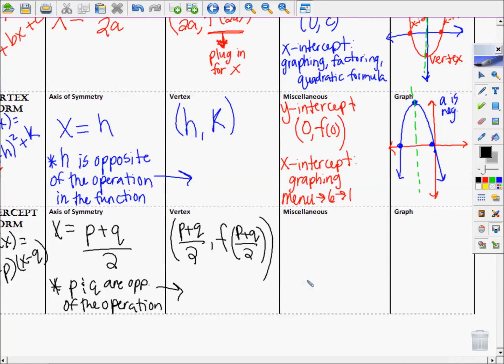Okay? To find your y-intercept, it's the same thing as the one above. It would be 0, and you would substitute f of 0 into the function.